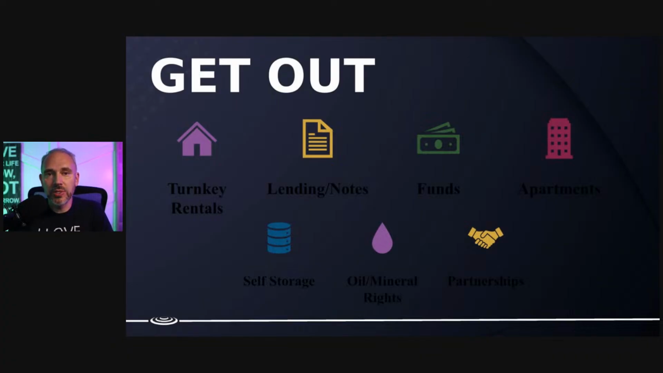Lending or notes. This has been more popular recently because some of the best opportunities have been you being the bank, where you lend your money to an investor for a property or for a group of properties, whether it's into a fund or whether it's into the individual deal. Now, specifically with lending or notes, you can be the bank. Just like if you have a mortgage on your house, you know that you're partners with the bank, don't you?